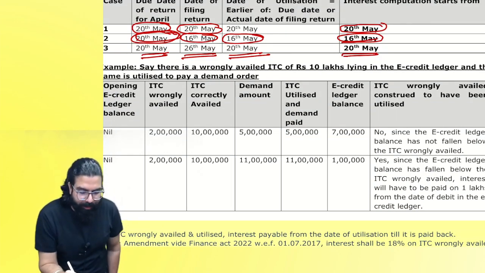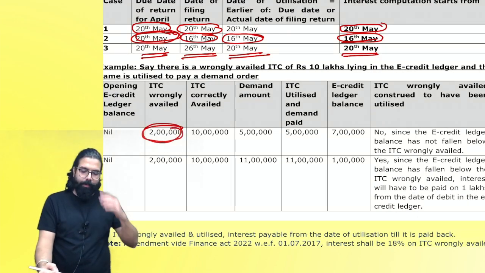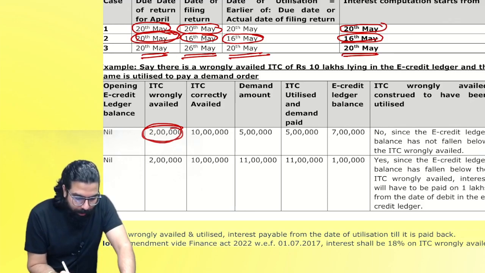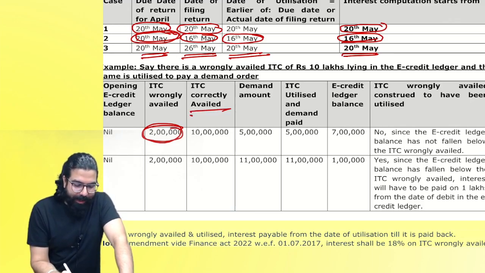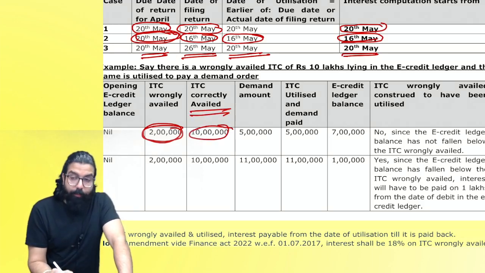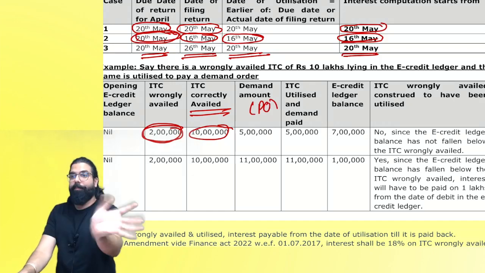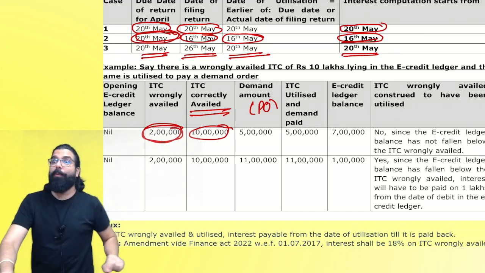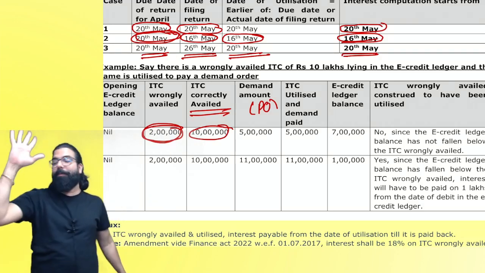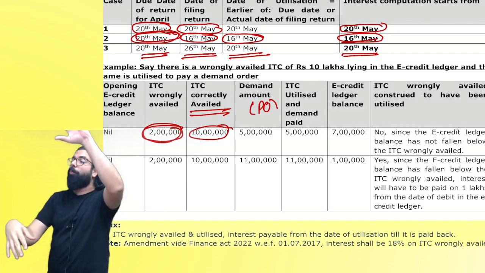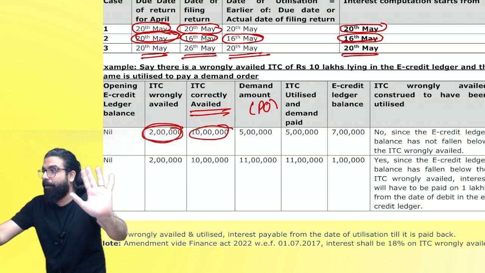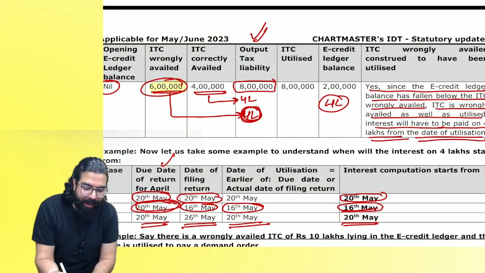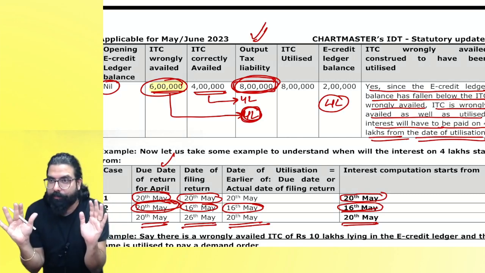How much is the ITC wrongly availed? 2 lakh, correct? ITC correctly availed? 10 lakh. For an example, the proper officer gave you a demand order. Now, this is not return liability. The officer told you, take this demand order, you have to pay me 5 lakh. This is not your output tax liability as per the return. You understand, everyone? The above one was your output tax liability as per your return.